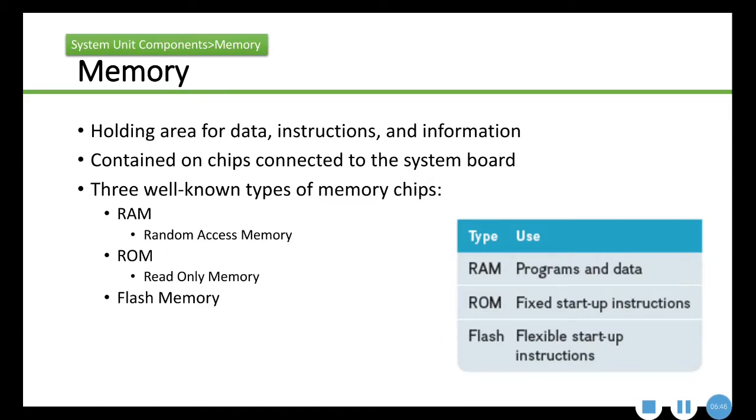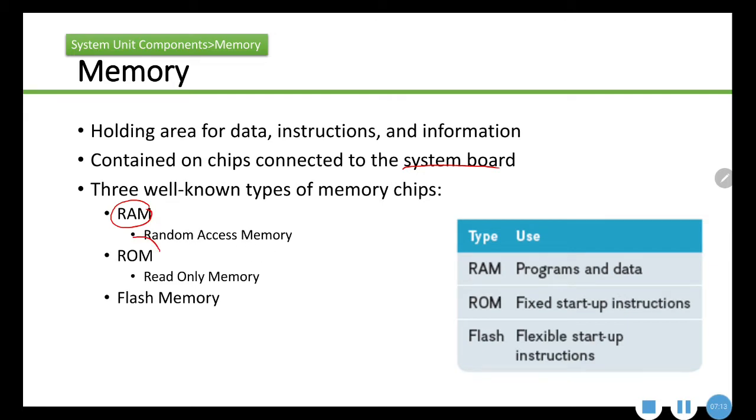Next we go to memory, which I have mentioned before. Memory is the holding area for data, instructions, and information. Memory is contained on chips that are connected to the system board or motherboard. There are three well-known types of memory chip. The first one is RAM. RAM stands for random access memory.